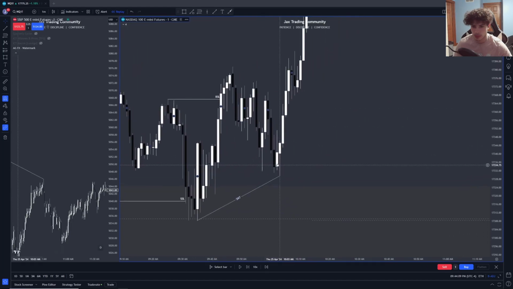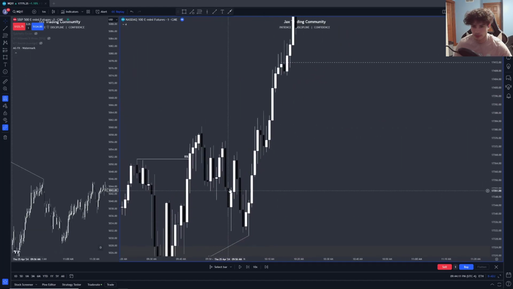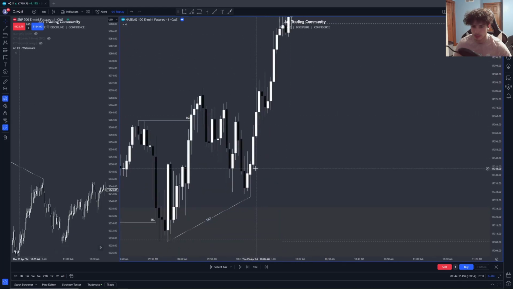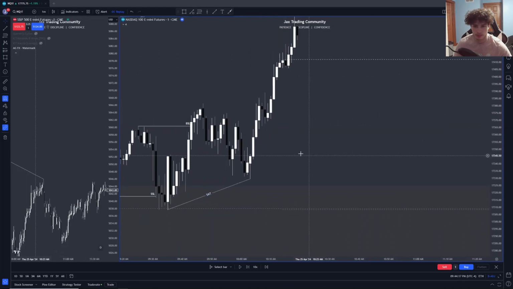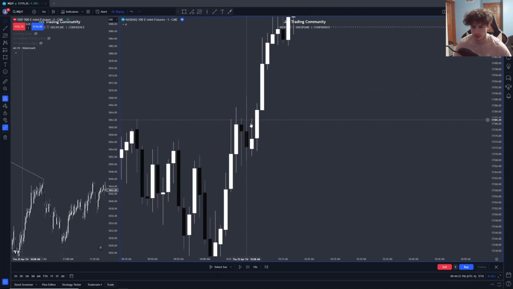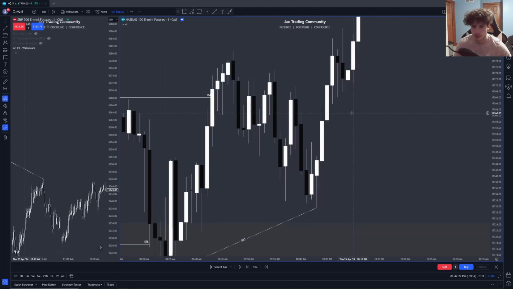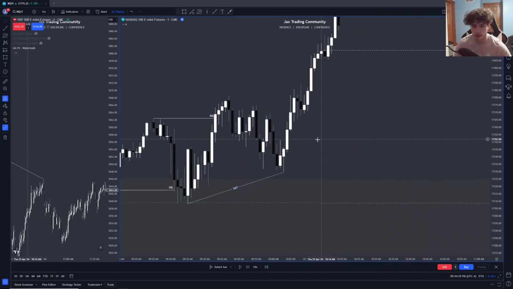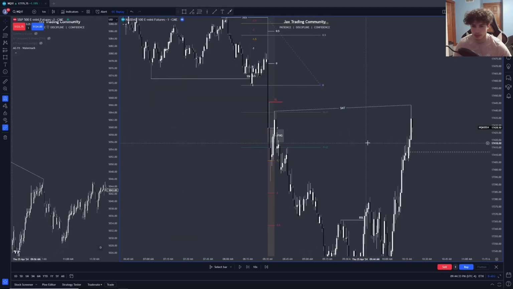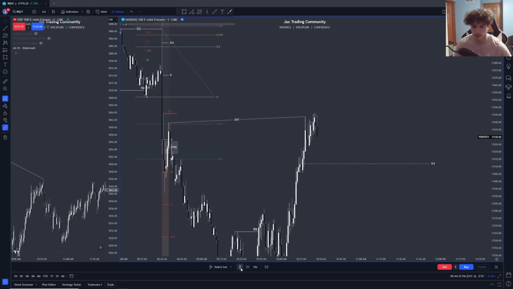So right here, after you get your SMT, look for a fair value gap entry. You can see so far not a single one, right? The only thing we kind of have here is, I mean, this is sort of like a little wedge pattern, but I don't see anything good in that at the moment. So let's see what happens here.